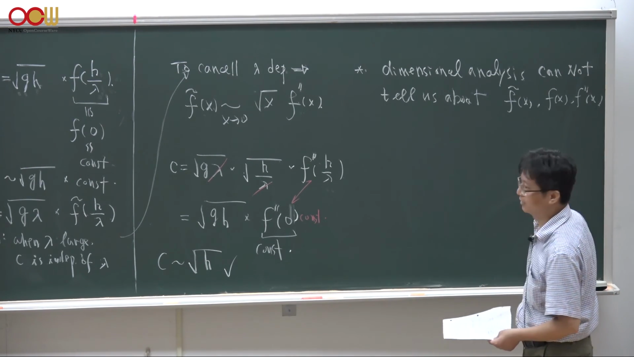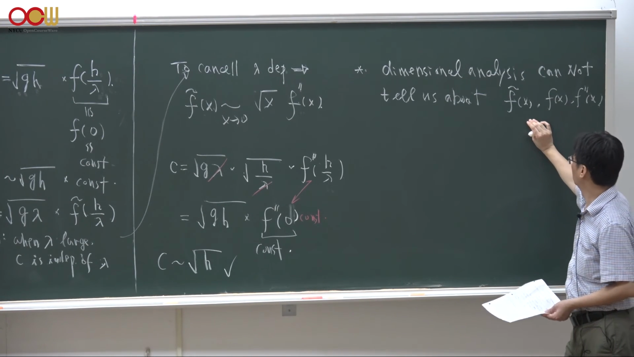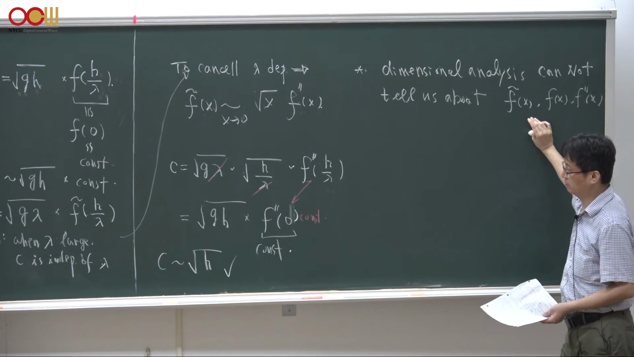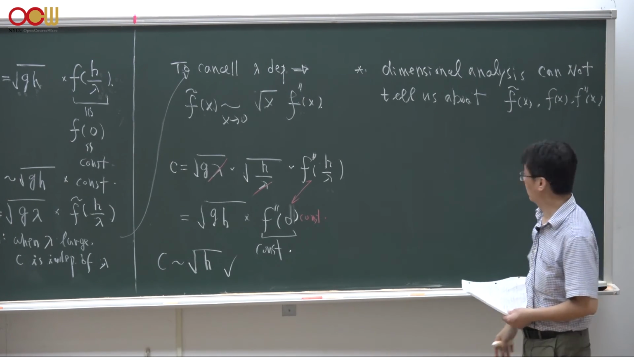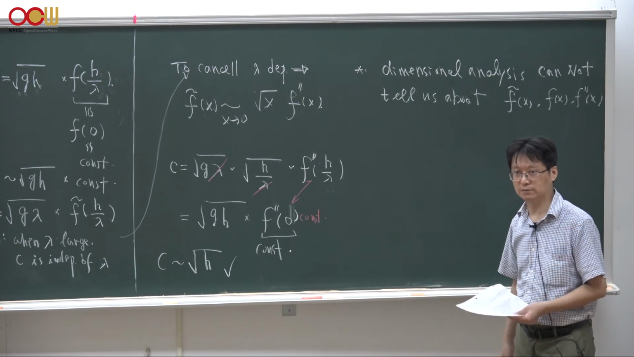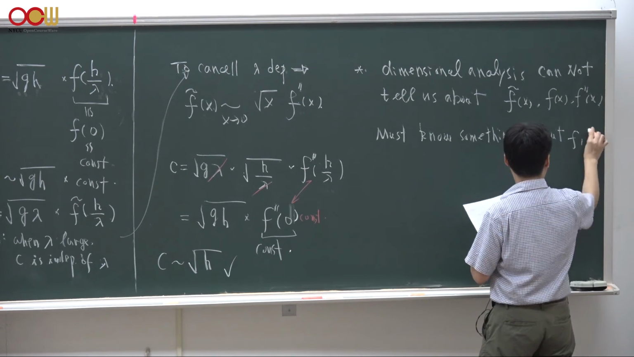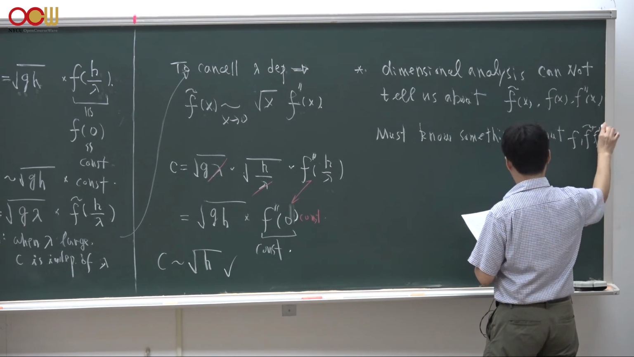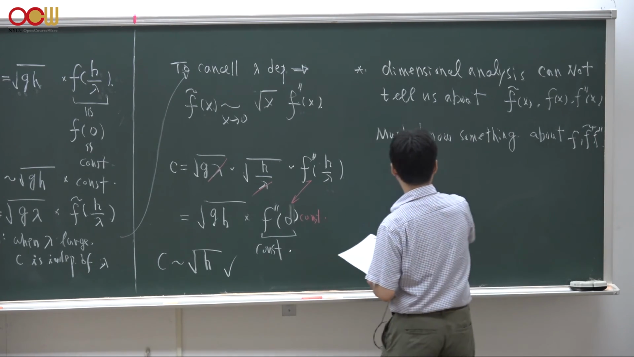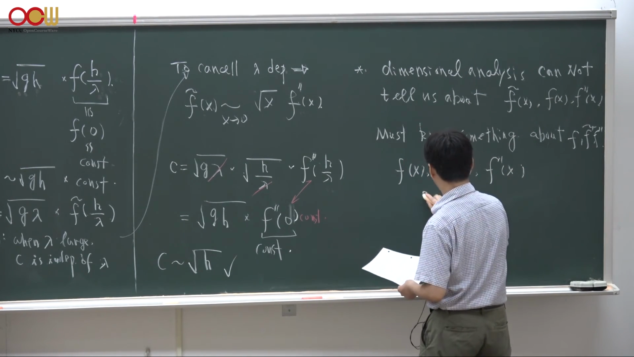So we need to know the physics, or some educated guess, or some good intuitions from the physics point of view, about how these functions behave. But until then, we can only guess or assume. So we must know something about this f, f tilde, or f double prime and so on. And this f tilde and f double prime are called the scaling function.